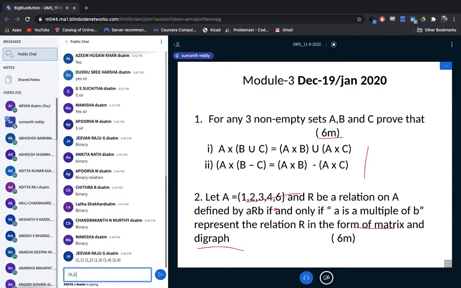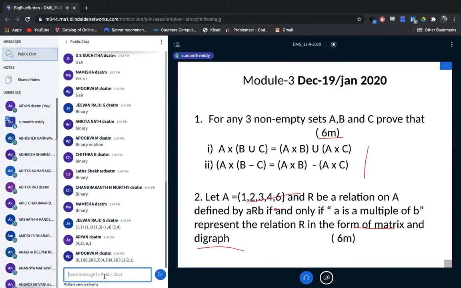Okay, G1, you have written 1 comma 1. No, G1, actually what you have written is wrong. Actually, I told you, right? 1 will divide 2, 1 will divide 3. But 1 is not a multiple of 3.